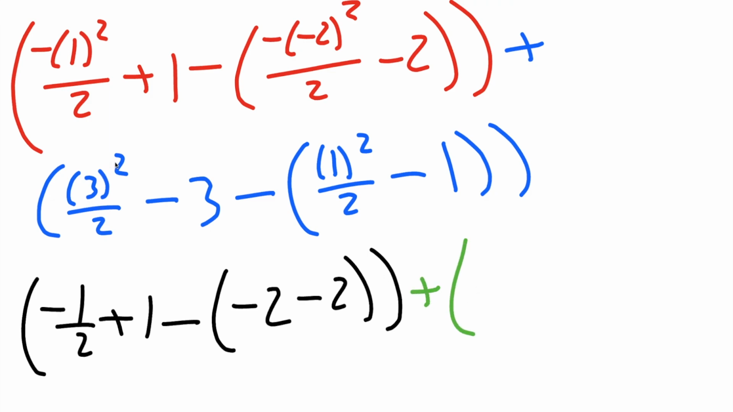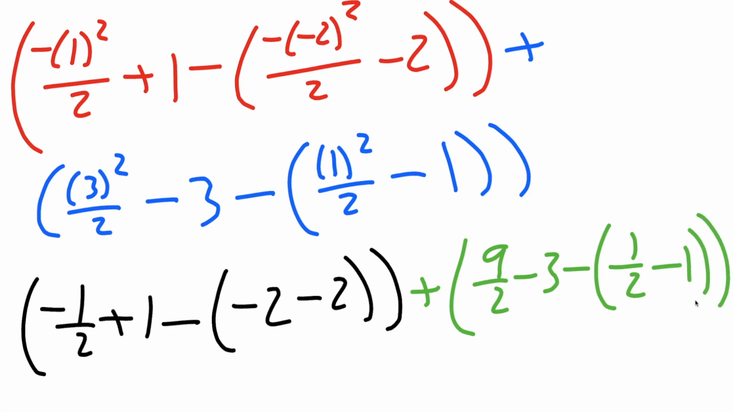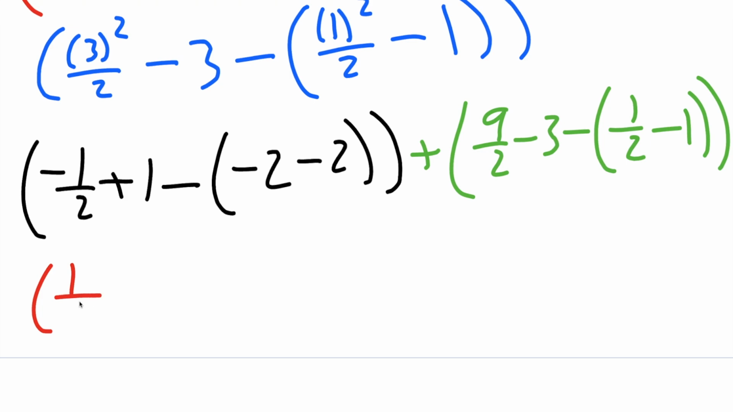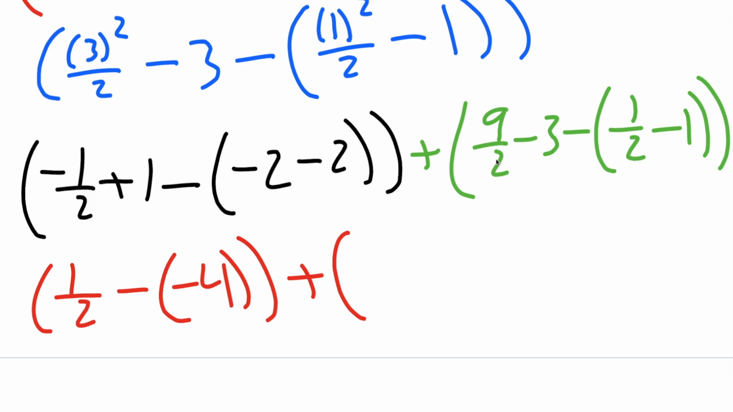So 3 squared would give us 9. 9 divided by 2. We have a minus 3 minus parentheses. 1 squared is 1. 1 divided by 2, and then minus 1, close parentheses. So negative 1/2 plus 1 would give us positive 1/2 minus parentheses negative 2 minus 2 is negative 4, so negative 4, close parentheses, parentheses, plus 9 divided by 2 is 4.5. 4.5 minus 3 is 1.5, minus 1/2 minus 1 would give us negative 1/2. So we'll put negative 1/2, close parentheses.